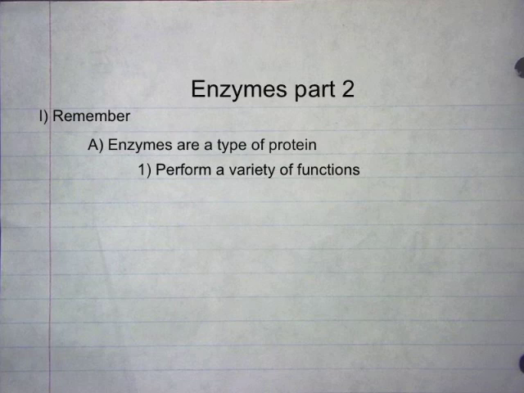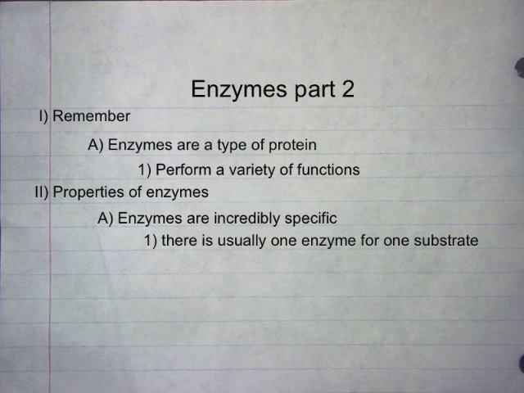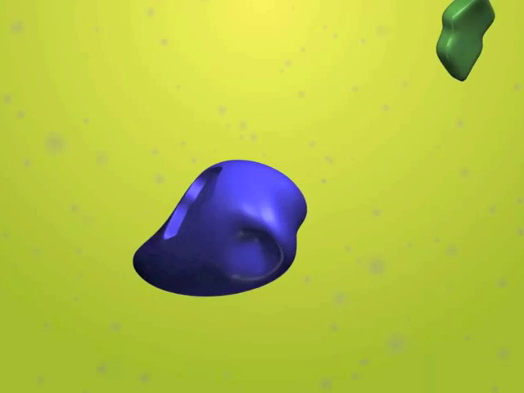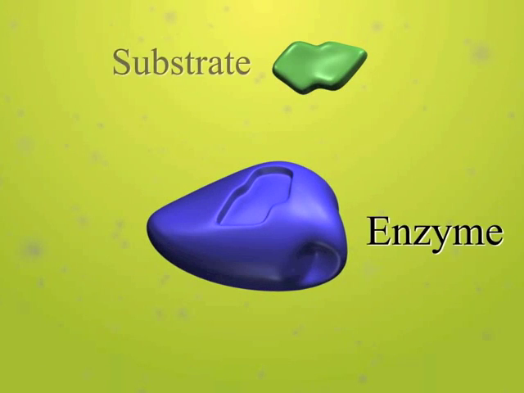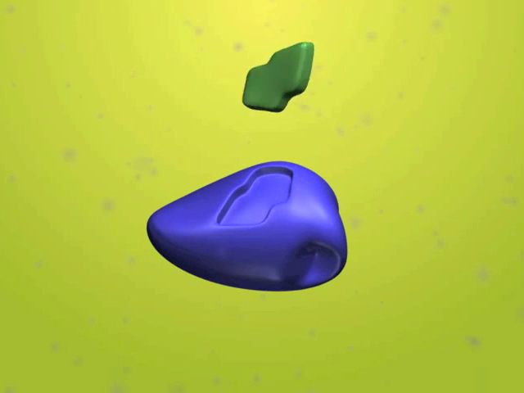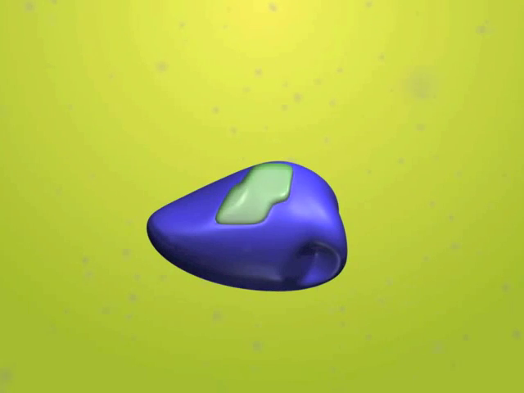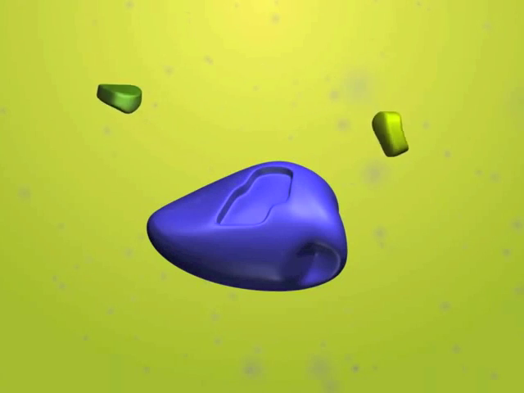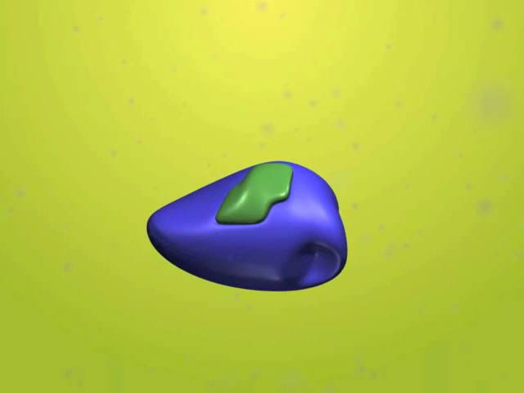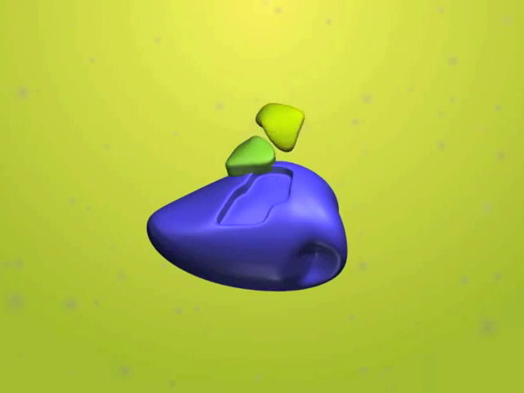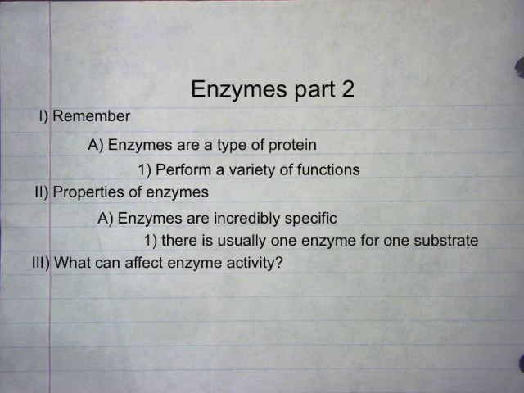Enzymes Part 2. Remember, enzymes are a type of protein that perform a variety of functions. Properties of enzymes: enzymes are incredibly specific. There's usually one enzyme for one substrate. Catalytic cycle: the substrate encounters an enzyme with a specific active site to which it binds, forming a complex. Enzymes are very specific. If the enzyme loses its shape or the substrate is changed, it will not work. The substrate is released apart from the enzyme, leaving the active site free to catalyze another substrate as a cycle. What can affect enzyme activity?